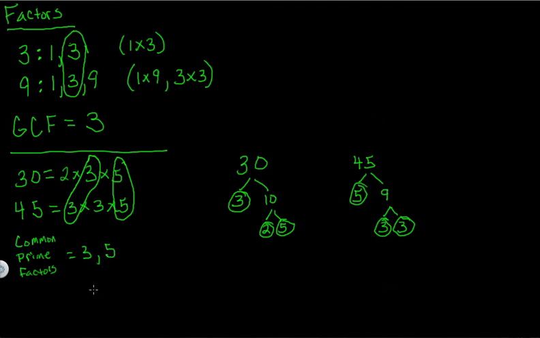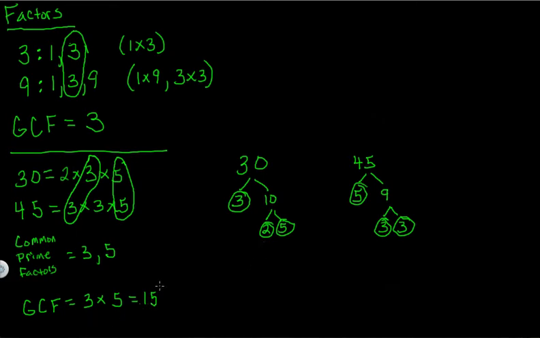All right? And so to find the greatest common factor, all we have to do is multiply our common factors together. So the greatest common factor is going to be 3 times 5, which is equal to 15. All right, so we see that 15 is the greatest of the common factors between 30 and 45.